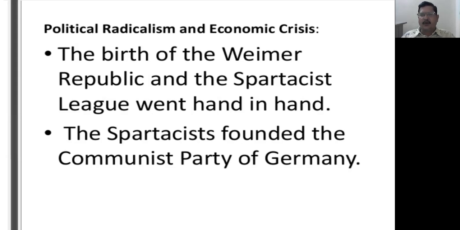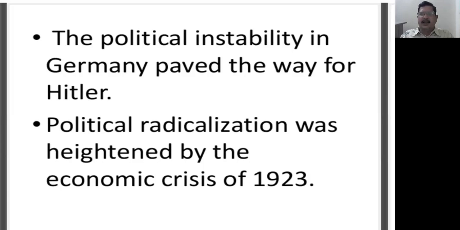The Spartacists founded the Communist Party of Germany, because communist parties were on the rise after the Russian Revolution, with the ideologies of Karl Marx and Lenin. So that founded the Communist Party even in Germany. So these two went hand in hand. The political instability in Germany paved the way for Hitler. We shall know about who is Hitler, right?